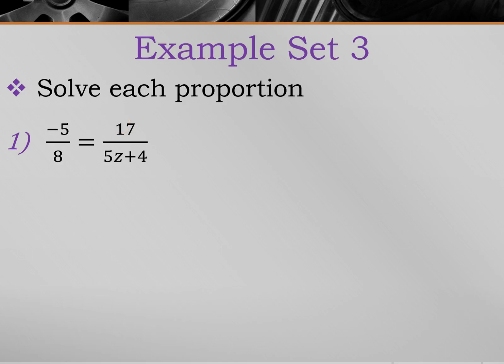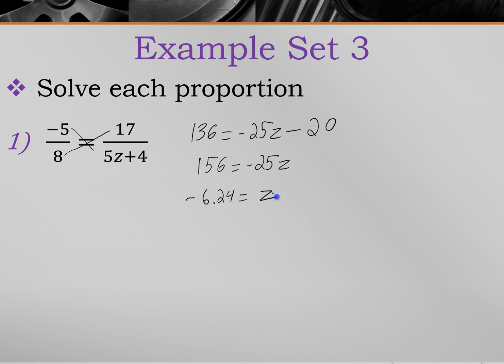So one more together. Negative 5/8 equals 17 over 5z plus 4. Again, can't reduce that fraction, so we go ahead and cross-multiply. 8 times 17 is 136. Negative 5 times 5z is negative 25z. Negative 5 times positive 4 is negative 20. We should add 20 to both sides. 156 equals negative 25z. We divide both sides, and negative 25 does not go into 156 nicely. It's not an awful fraction. You'll find the negative 6.24 is your value for z.